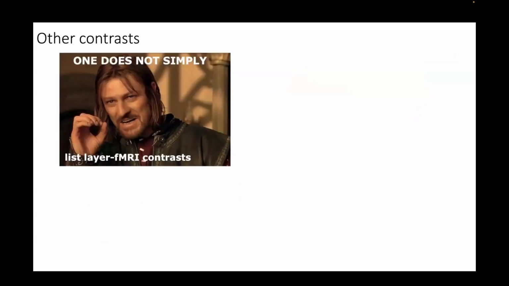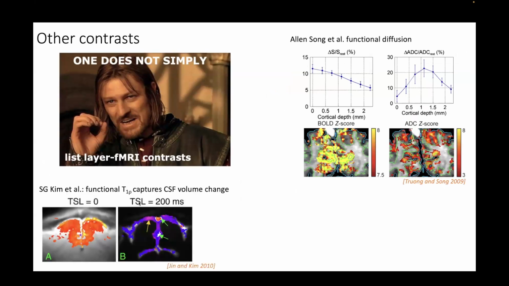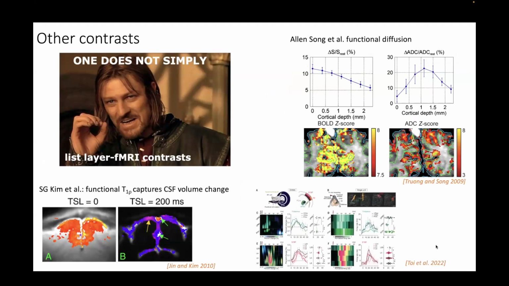There are even more exotic methods out there. I found it quite hard to have an overarching, complete list of sequences that people use for high-resolution fMRI. For example, there's functional diffusion, actually quite early with exquisite results. And then there are spin-locking sequences to also look at CSF contributions to layer-dependent fMRI. And then there are also these direct neural imaging methods, which I'm not sure if Tyler will talk about in a few weeks, which also look at very high localization specificity across layers.